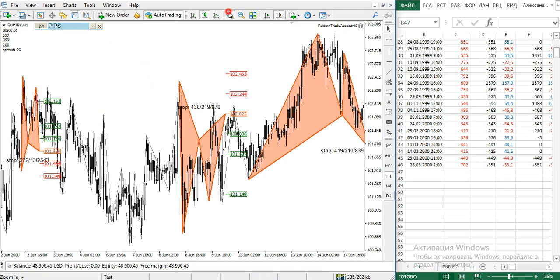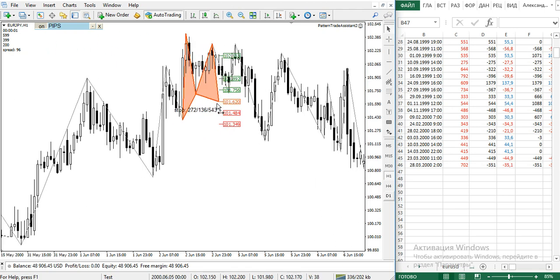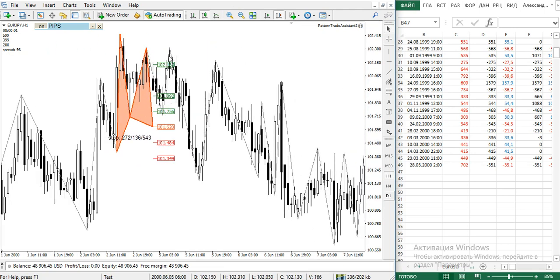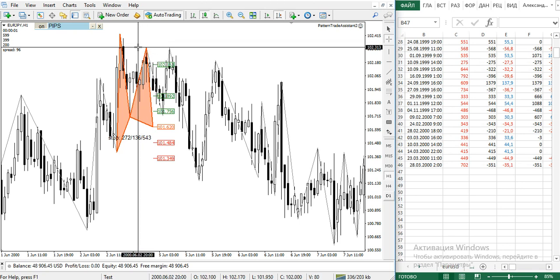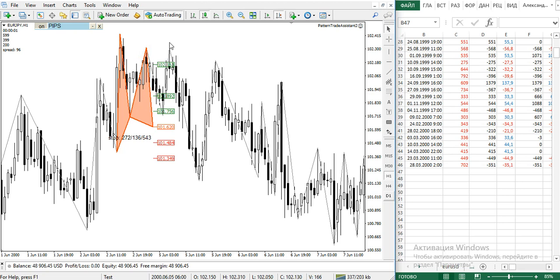Okay, another situation is here. Here's the pattern, slightly weird. The C to D leg is not the best that I like, but in this backtest I do not filter this C to D leg when they are broken or not broken, although I don't like them in real-time trading. But in this backtest I don't do very much filtering. What I'm interested in is the overall performance of the pattern.